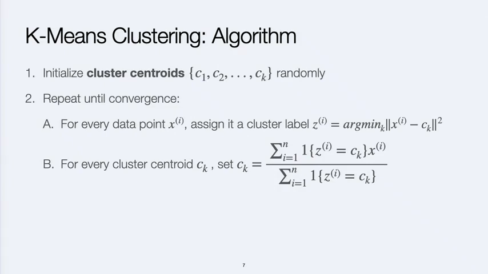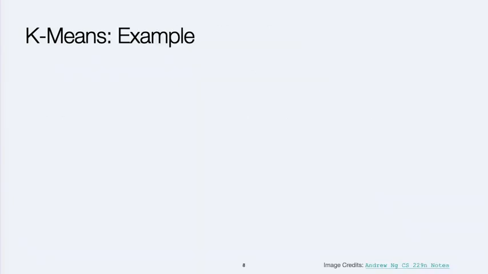And then once we have all of those cluster labels, we want to adjust our clusters. So we set the cluster centroid to the mean of all the data points that are assigned to it. This indicator variable, the 1 with z_i equal to c_k in brackets, is just to filter out all of the data points that are assigned to that specific cluster. And then once we filter out all those data points, we take the mean of the data. I'll walk through an example, and hopefully it'll become more clear.